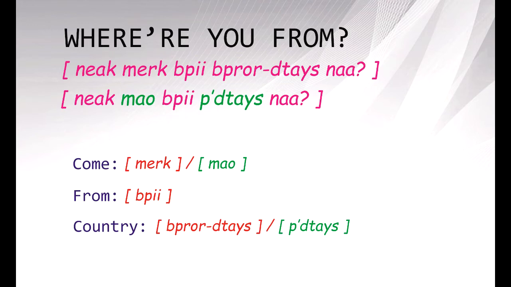You see, the first one, merk. But for speaking, they say mao. So don't be surprised when you hear mao, it is merk. And proteh, when we speak, we say pateh. You see, very short. So we don't say proteh, we say pateh. So again, nek mao pi pateh na. Where are you from? And below is the vocabulary. You see, for writing, merk, but for speaking, mao. From is pi.